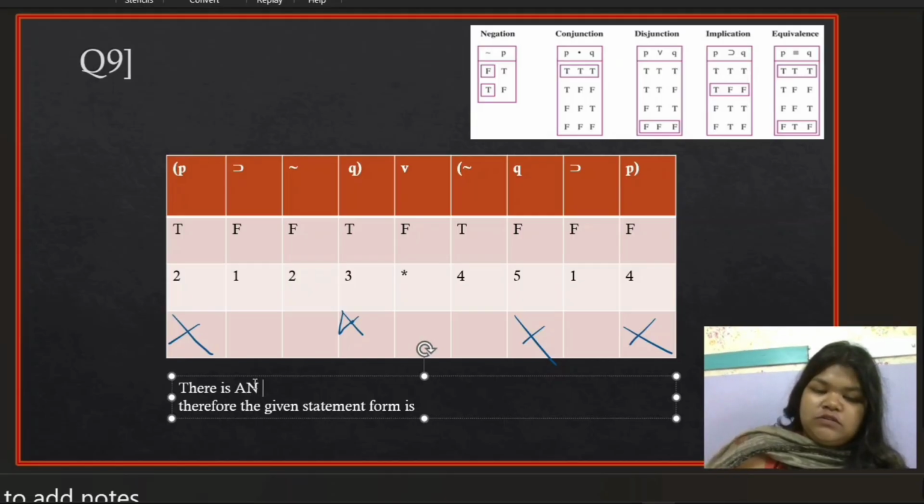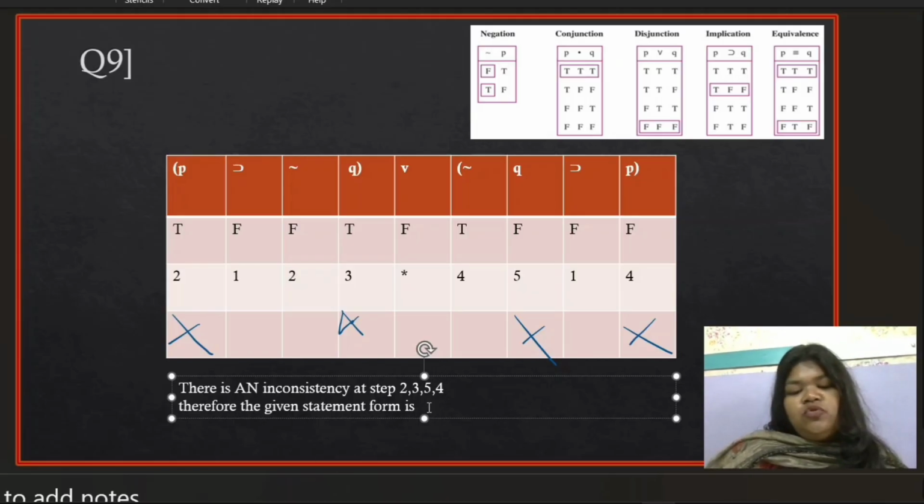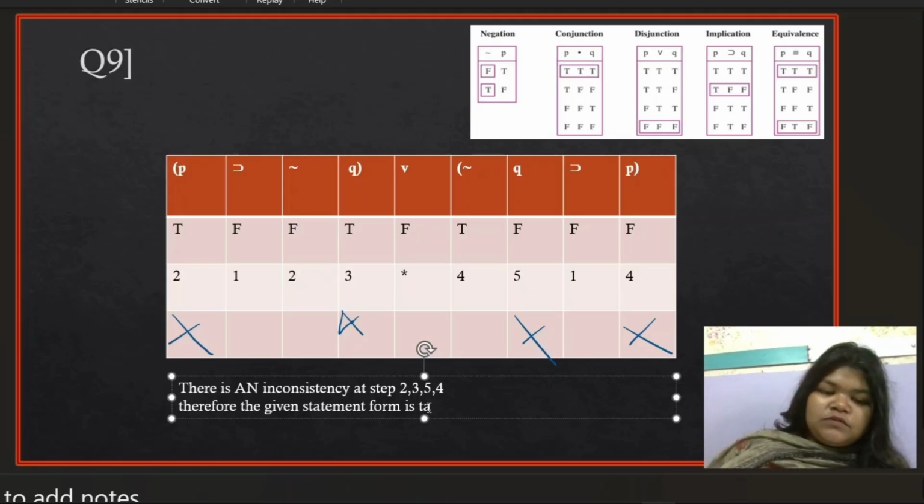There is an inconsistency at step 2, 3, 5, 4. So the given statement form is tautology.